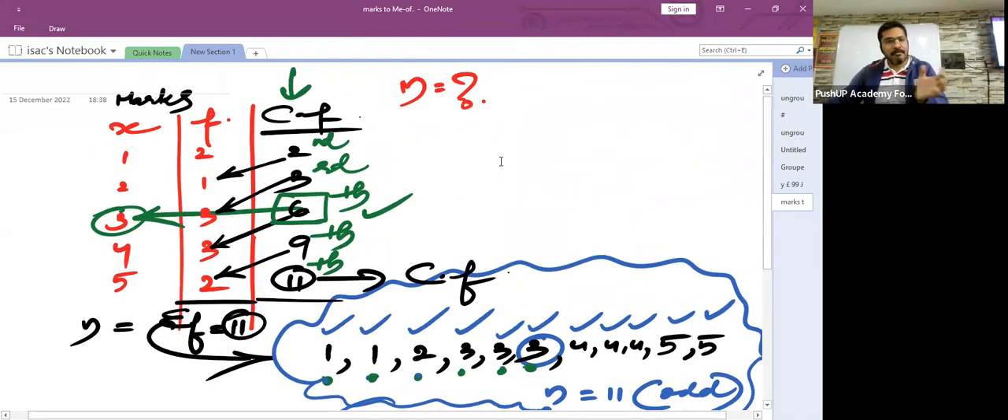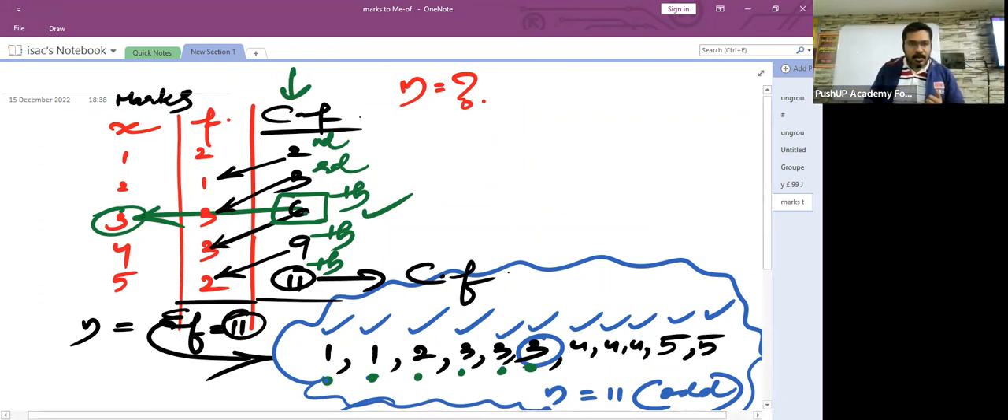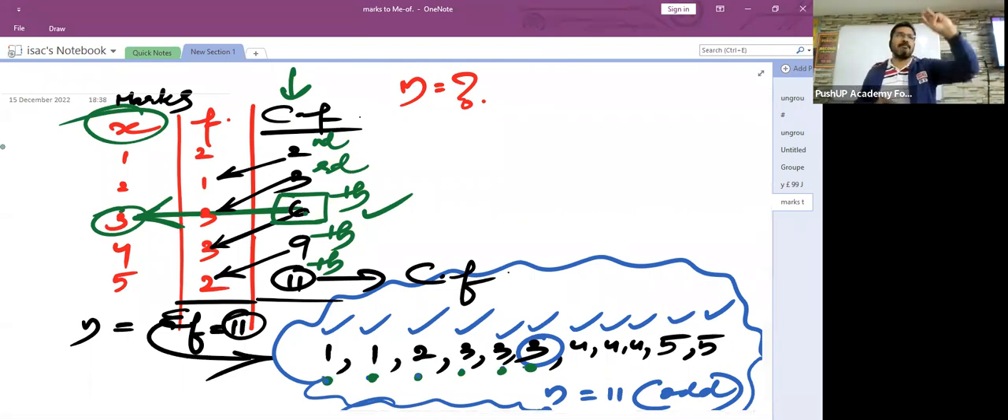But when you are dealing with tabulated data, what will you do? You will just find the column of cumulative frequency and everything is available. 2nd, 3rd, 6th, 9th, 11th, isn't it? You have to get what? The 6th term, isn't it? So the 6th term is over here. Go to the corresponding value given to you in the column of X, isn't it? And you get 3. So 3 marks comes as the median value.